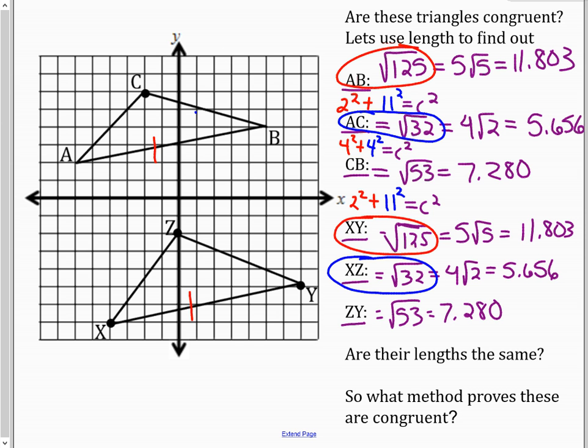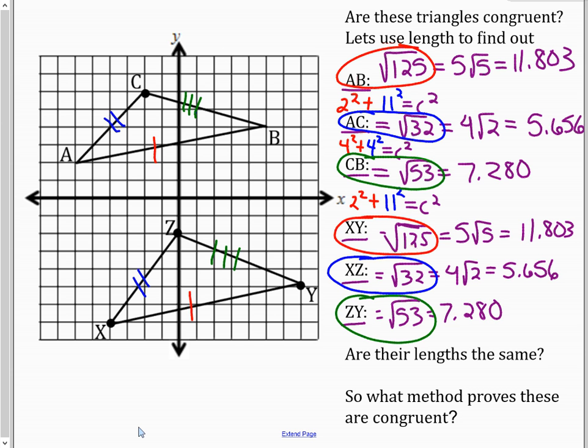So I'm going to put 2 slashes on AC and 2 slashes on XZ. Finally, I have that CB is the square root of 53, and XY is also the square root of 53. So I'm going to put 3 slashes on those two segments.